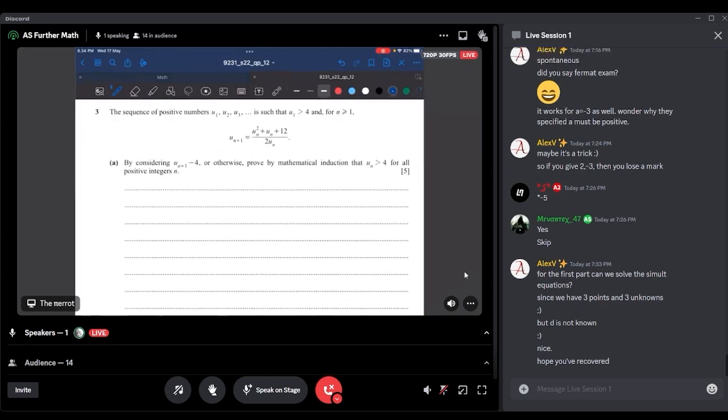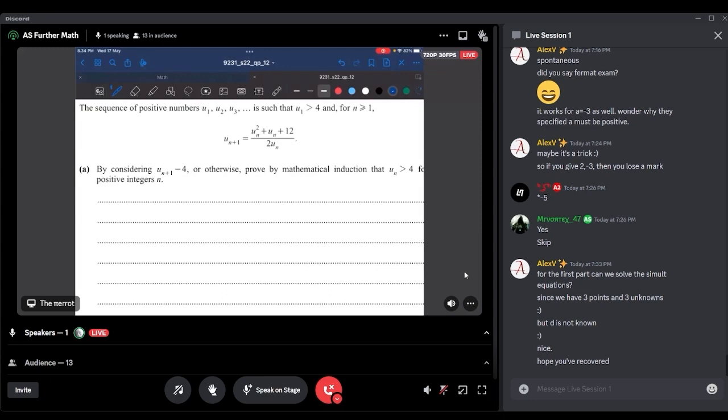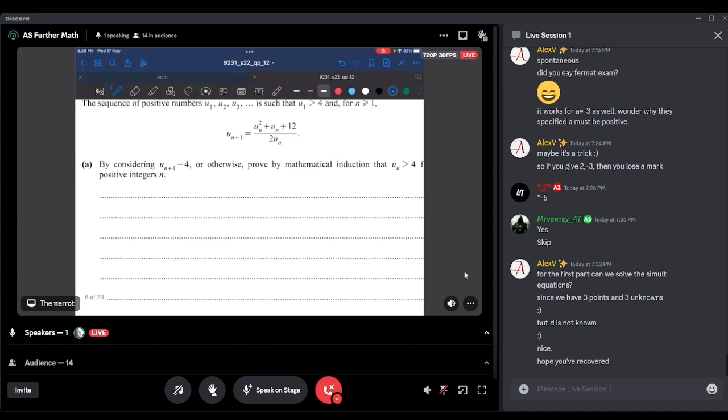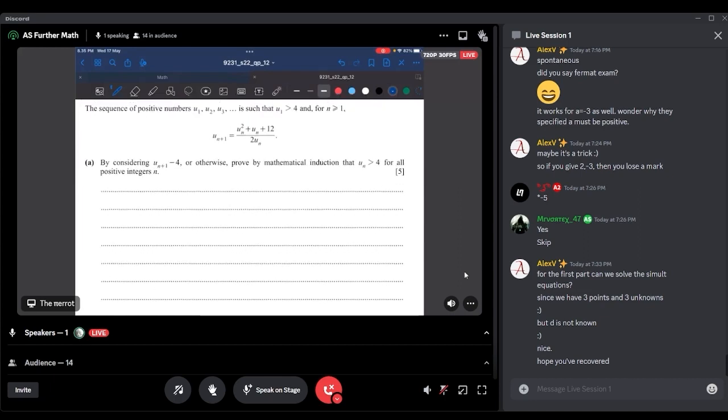Okay, next question then. We have a sequence of positive numbers U_n, and the first term of the sequence is greater than 4. And it's defined recursively like this, a very scary looking equation. Now we have to show that this sequence is always greater than 4 by mathematical induction. Okay?